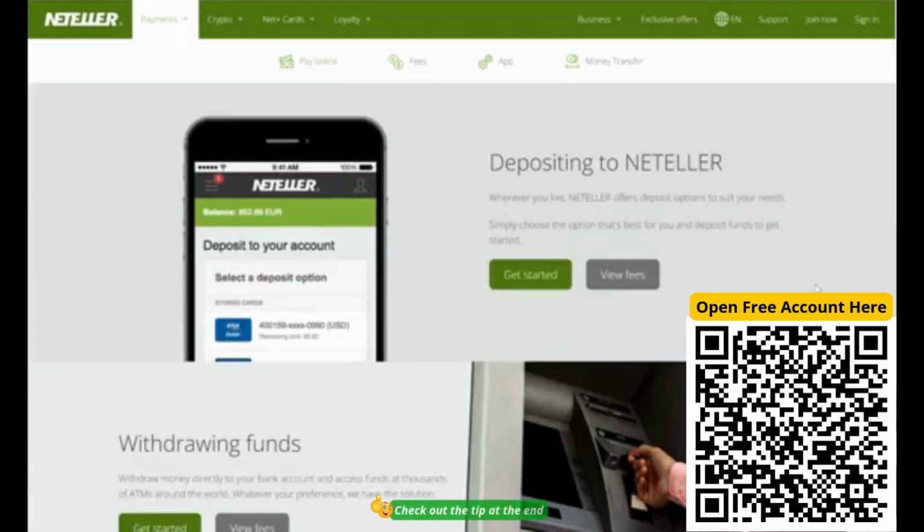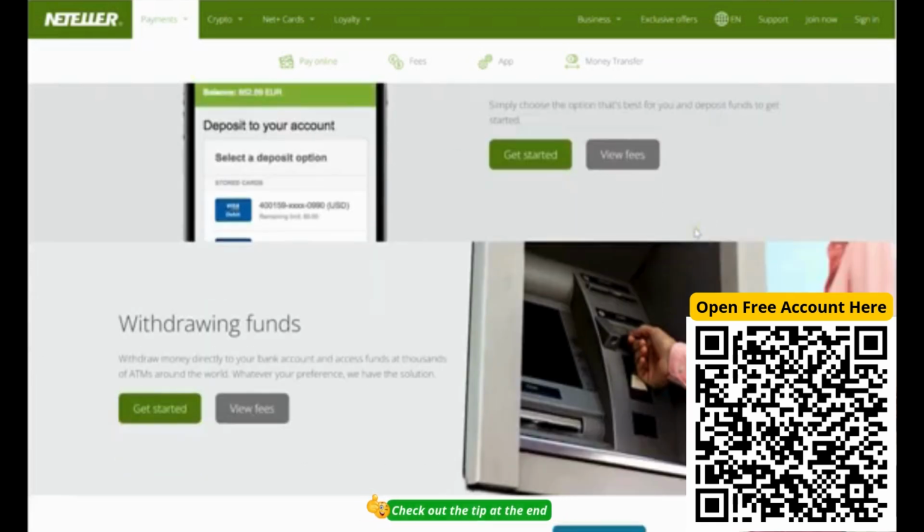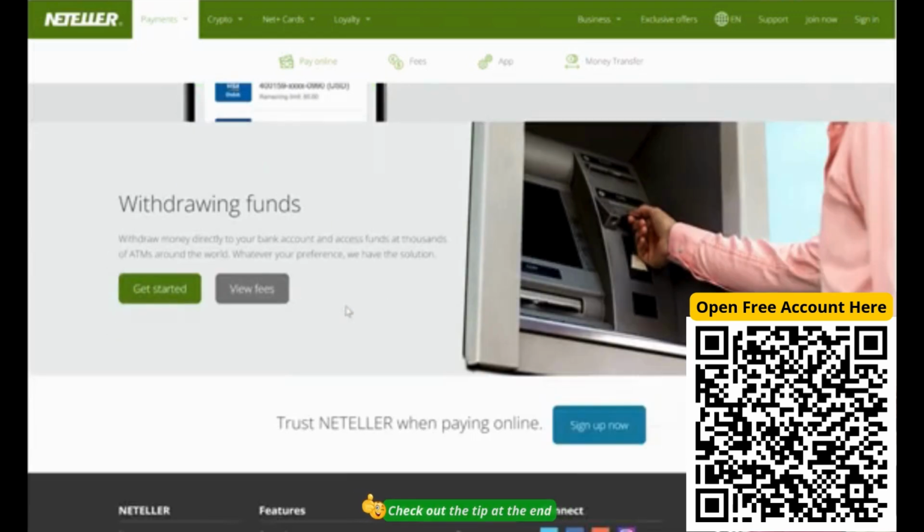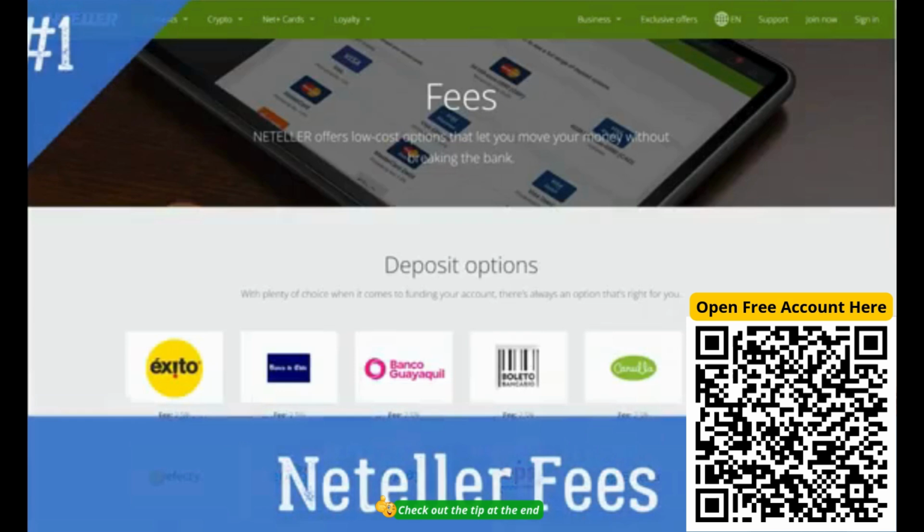You can deposit using different types of alternatives. You always have to understand the fees that are involved. We are going to talk about that in a minute. And you can withdraw funds from your Neteller account to your bank account, and then using an ATM, you get the cash. What are the fees involved in using Neteller?